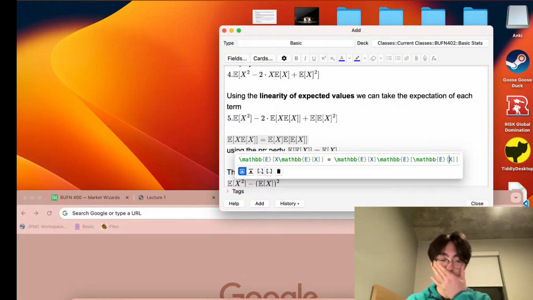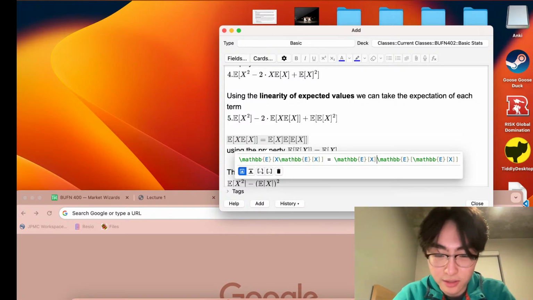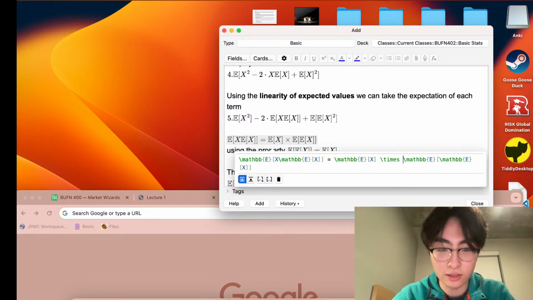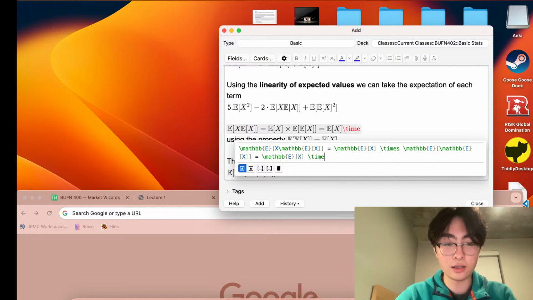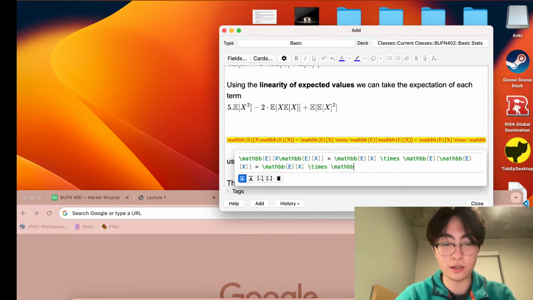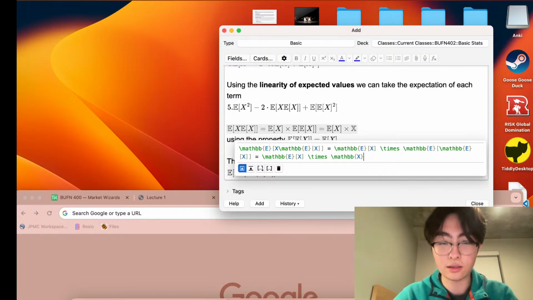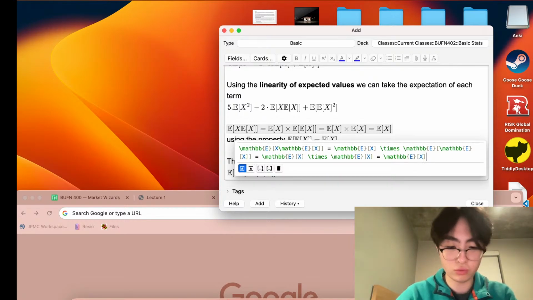All right, there is a lot of expectations here. There's a lot of e's, so let's split that up. Okay, and then this is equal to the expectation of x times the expectation of x. Oh shoot. Which is equal to the expectation of x squared.